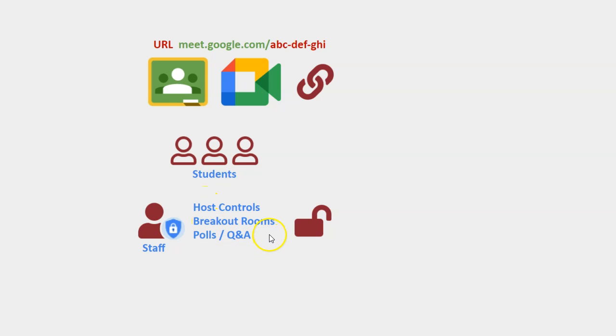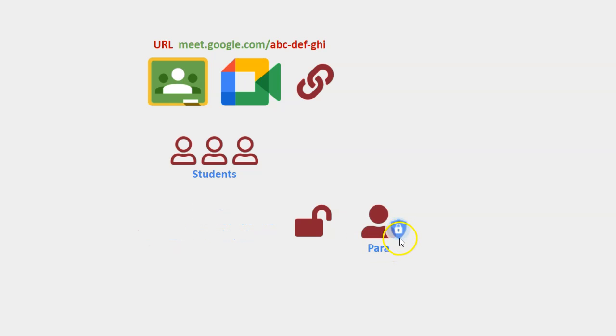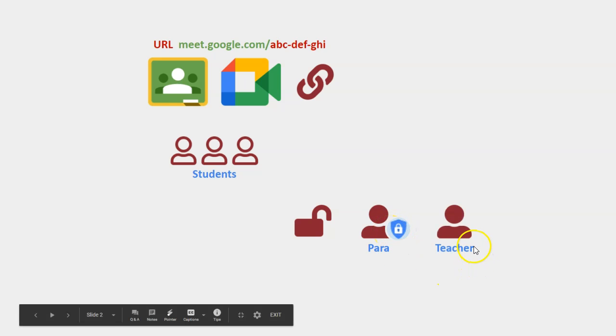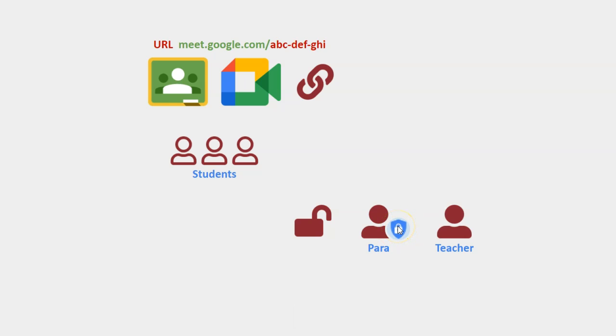Now, if you have a co-teacher or maybe a paraprofessional that's also working with you, if they have an ISD 721 account and they're the first one to go into that room, they will have the host controls. So it's always the first staff member who opens the link who will have the host controls. So if the teacher joins after that, they will not have the host controls for that Google Meet session, which means they won't be able to do breakout rooms.